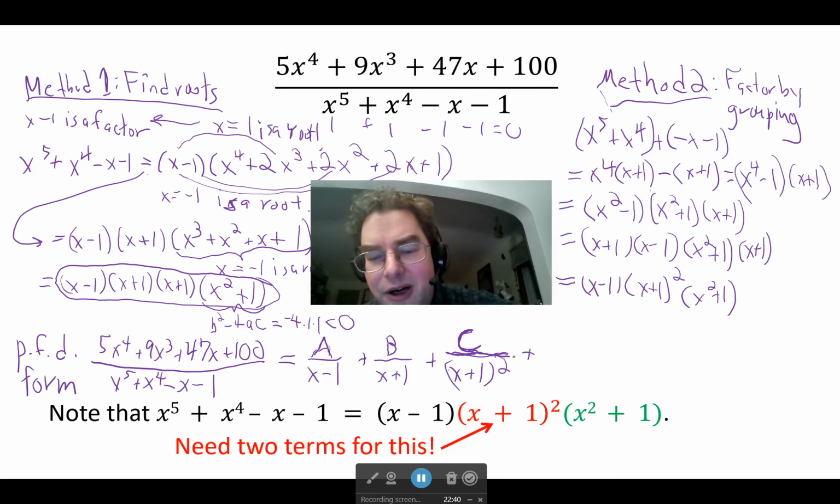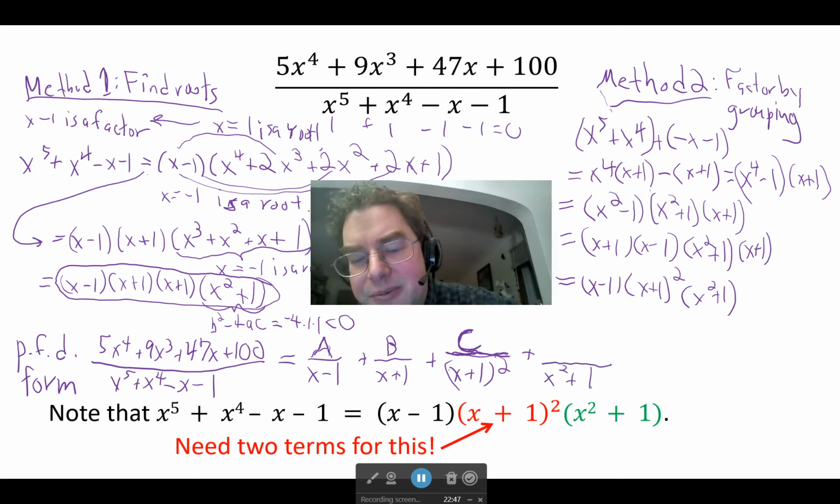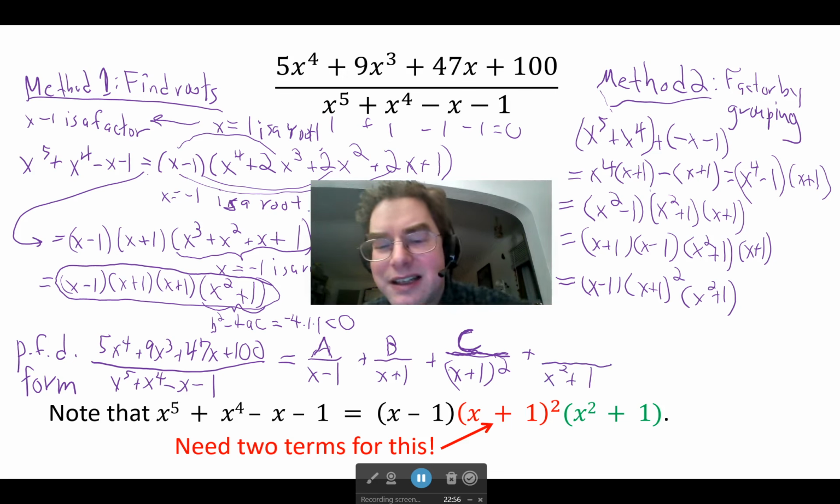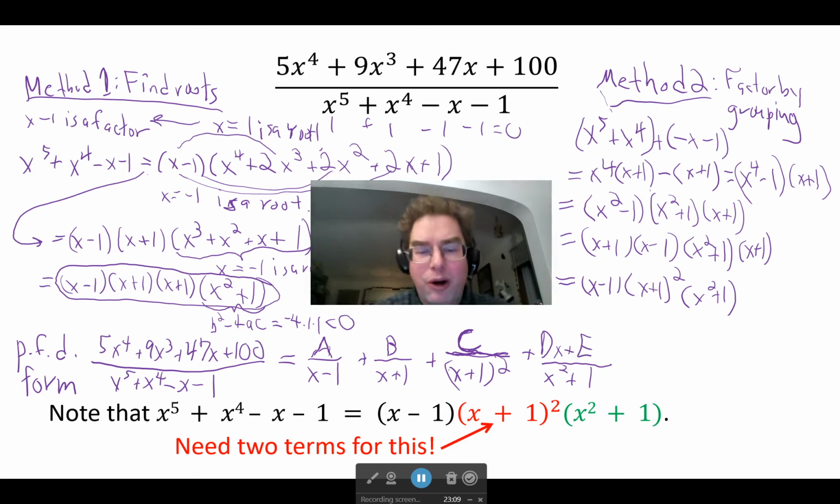And then finally, we have our quadratic factor, x squared plus 1. So we get another term for that with that factor, x squared plus 1, in the denominator. And for a quadratic factor, in the numerator we cannot guarantee that it's going to be just a constant. It may be a linear polynomial. And so we'll represent that with arbitrary coefficients, D and E. It will have the form Dx plus E. And there we go. That is our form of the partial fractions decomposition.